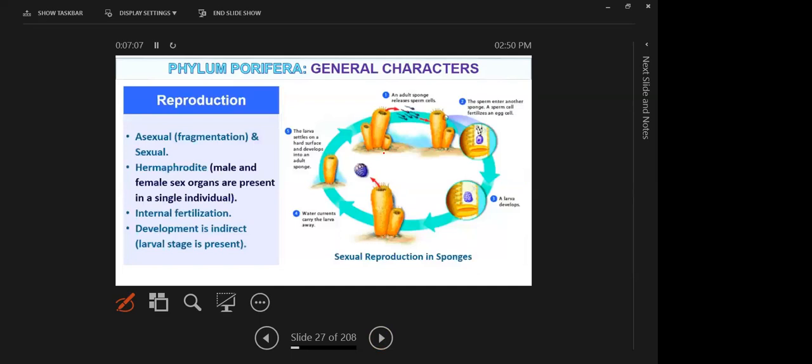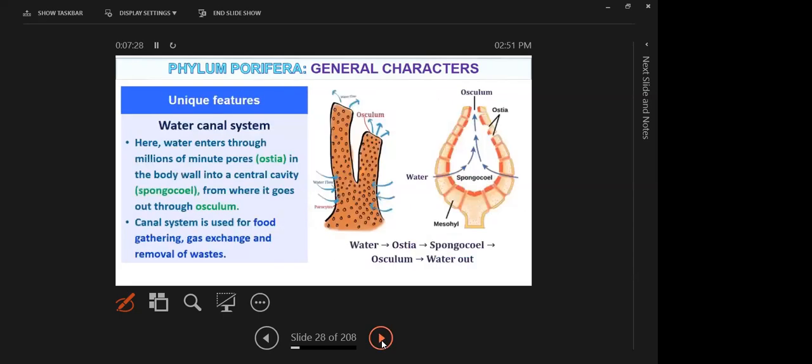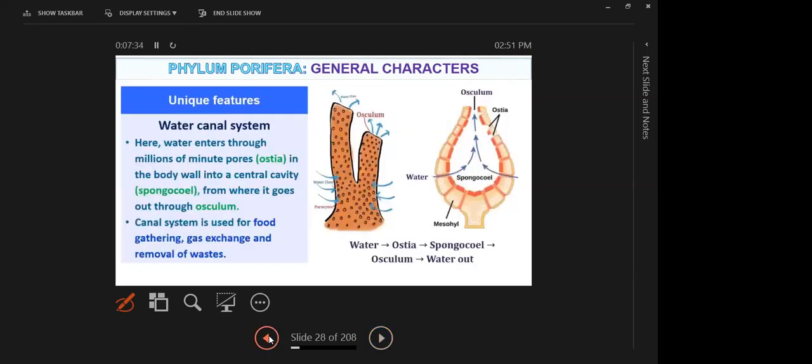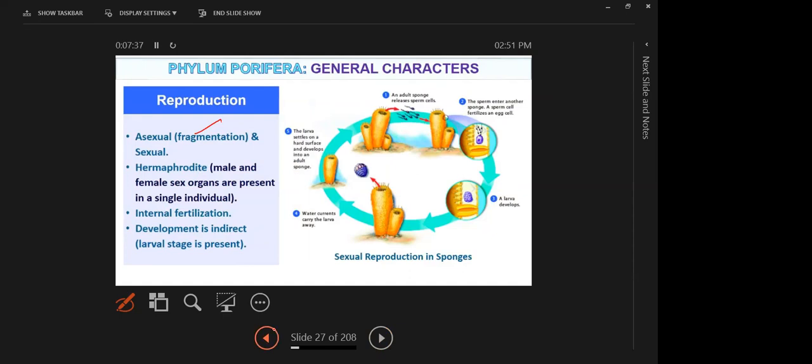Okay, coming to the end is reproduction, always. Reproduction in Porifera is by fragmentation, asexual. They get fragmented and each fragment will grow into a new organism. And also they produce endogenous buds called gemmules.